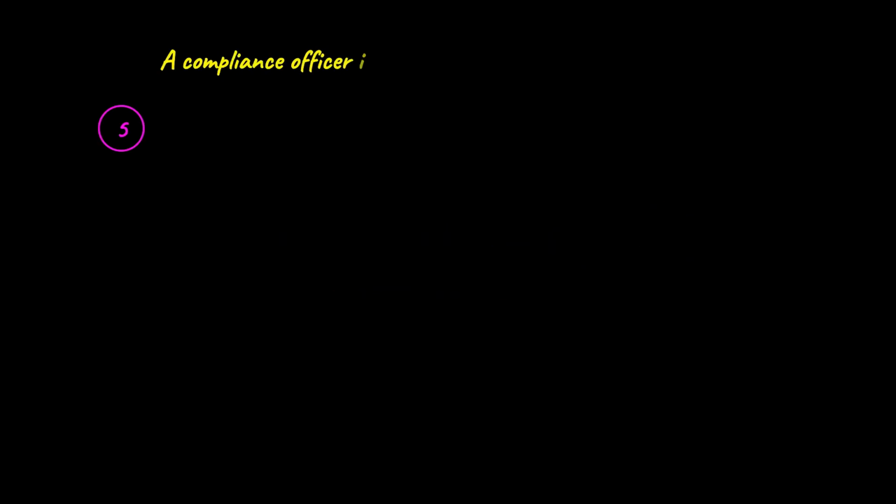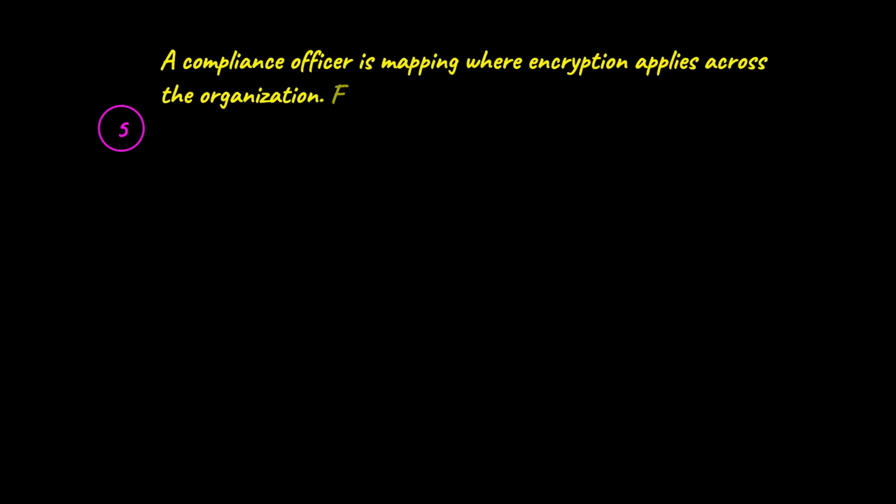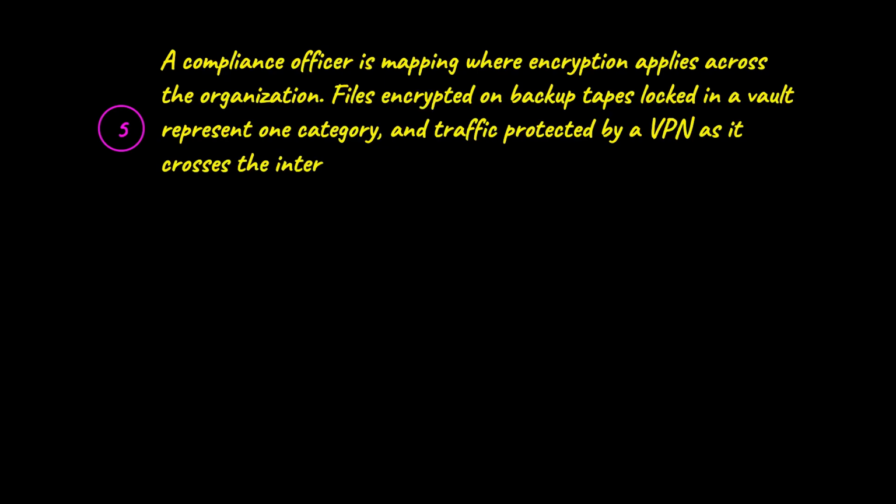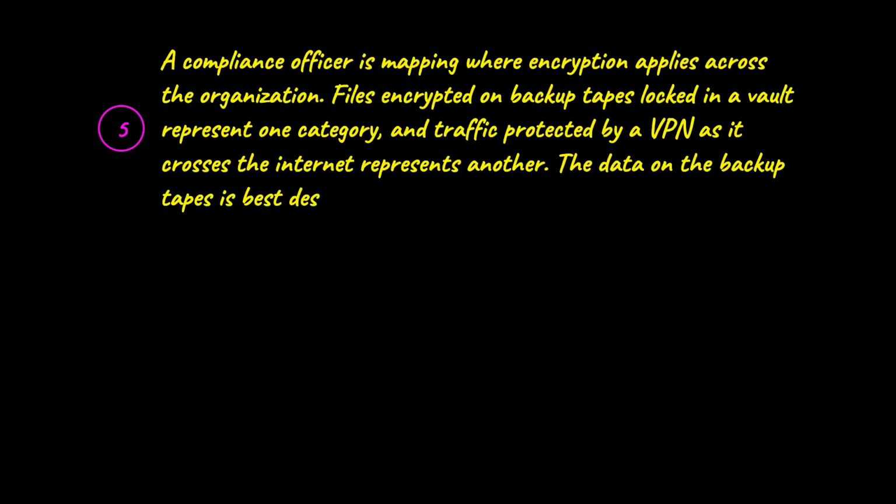Question 5. A compliance officer is mapping where encryption applies across the organization. Files encrypted on backup tapes locked in a vault represent one category, and traffic protected by a VPN as it crosses the internet represents another. The data on the backup tapes is best described as data in which state?